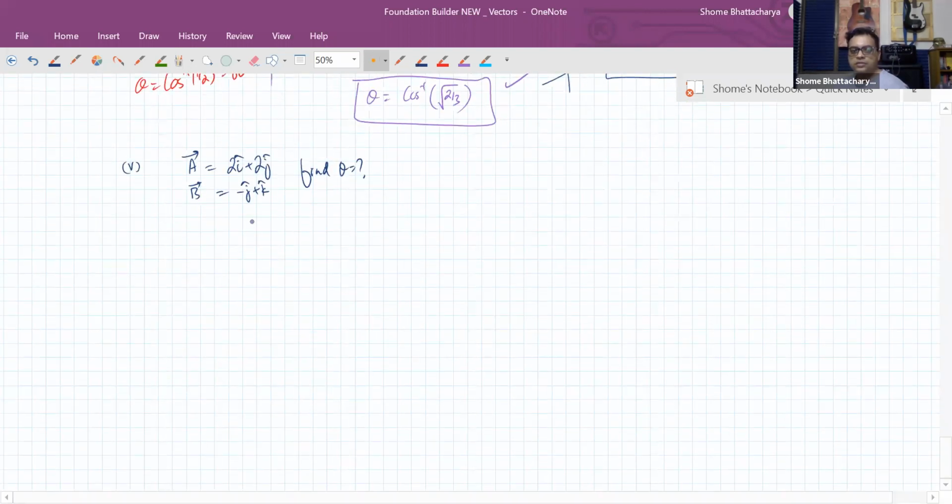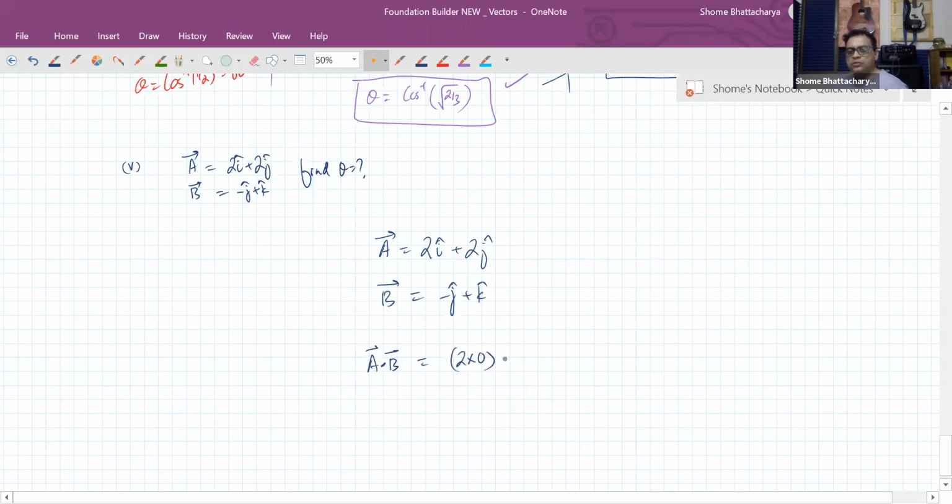Okay, let's understand this. So here you can see that vector A has an x component of 2 and a y component of 2, whereas vector B has an x component of 0, y component of minus 1, and z component of plus 1. So A dot B is 2 into 0 plus 2 into minus 1 plus 0 into 1. So that's minus 2. Okay. So the fact that A dot B is negative is kind of telling you that theta must be obtuse. We already understand that.